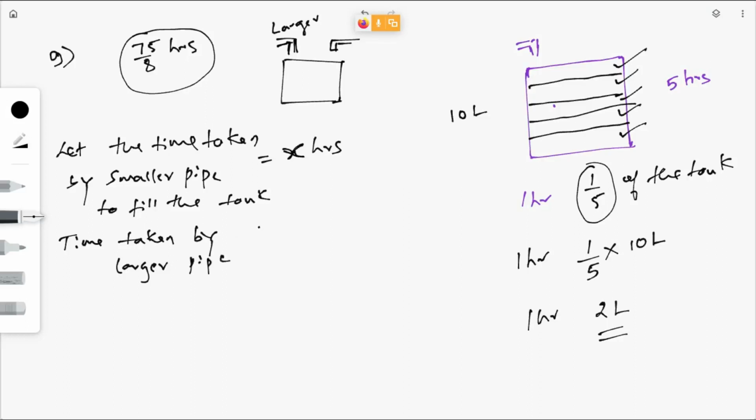If the diameter of the pipe increases, obviously more water will come out of it. So the larger pipe will fill the tank in less than x hours. It is given as x minus 10, 10 hours less than this. Time taken by the larger pipe is x minus 10 hours. Any question, any doubt here? Time taken by the smaller pipe is x hours, and time taken by the larger one is x minus 10.